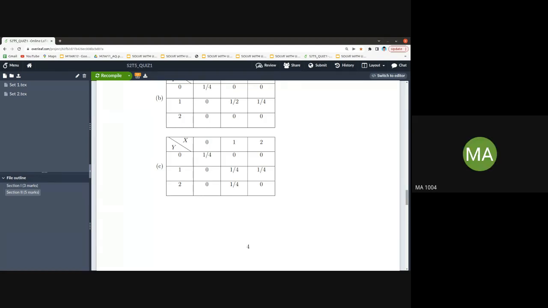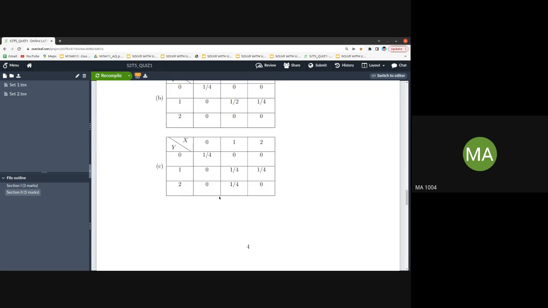Yes, sir. That's C only. That we have to establish first. So if the answer is C, look here. Now it is given that y is 2. Okay, that means 0 plus 1 by 4 plus 0 plus 0. So the probability that y is 2 is 1 by 4.